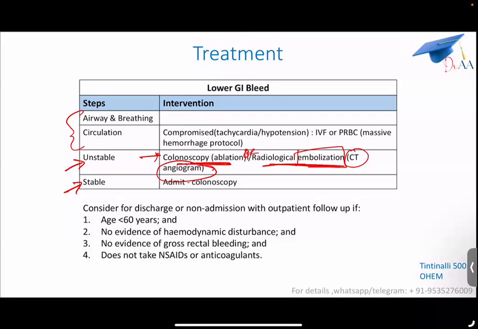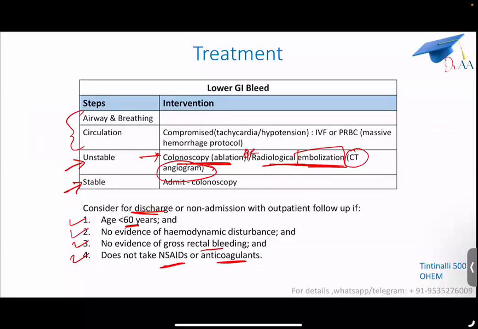When can you discharge patients with lower GI bleed? Here we are talking about lower GI bleed. In upper GI bleed, we know there is a scoring. If the score is 0, we can discharge. In lower GI bleed, if the patient is a young individual, hemodynamically stable, with no evidence of hematochezia, that is gross rectal bleed, and does not take any anticoagulants or non-steroidal anti-inflammatory drugs, less than 60 years, and there's no gross bleeding from the rectum, then you can discharge these patients.